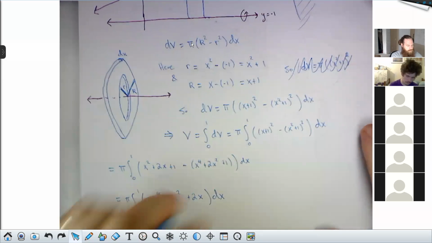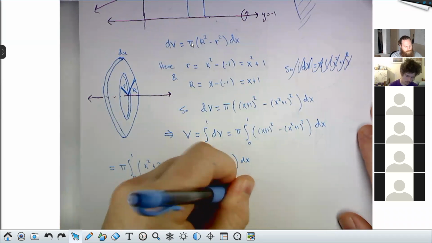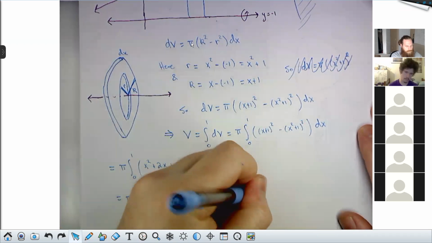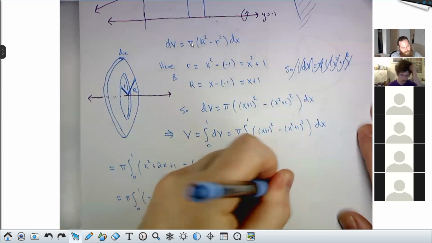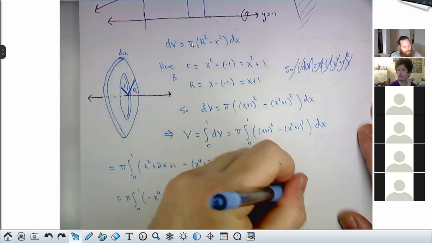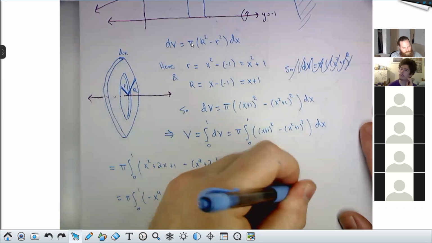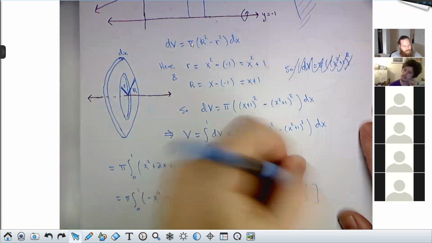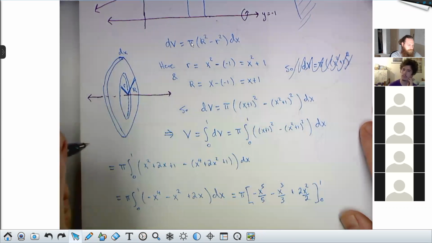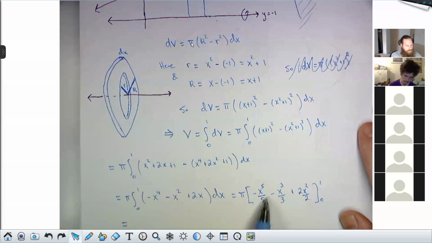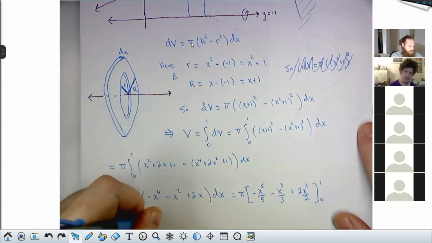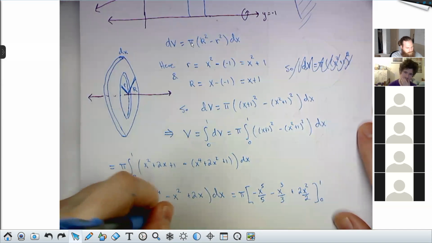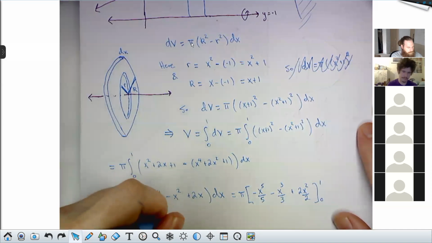And then an antiderivative here is not hard to find. Again, it's just the power rule, so this would be negative x to the 5 over 5 minus x cubed over 3 plus 2x squared over 2, and those 2's will cancel. When you evaluate those between bounds, the lower bound you'll find again gives you 0, and you'll have pi times negative 1/5 minus 1/3 plus 1.